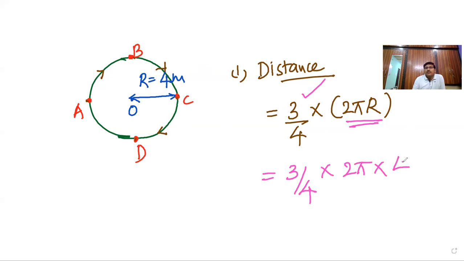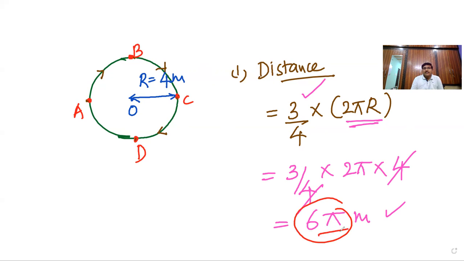4 cancels. How much? 6 pi meters. The complete distance traveled is 6 pi meters. M stands for meters. It is 3/4 of the 2 pi r. 4 cancels. Only 3 quarters. 3/4 of the quarters. Okay.